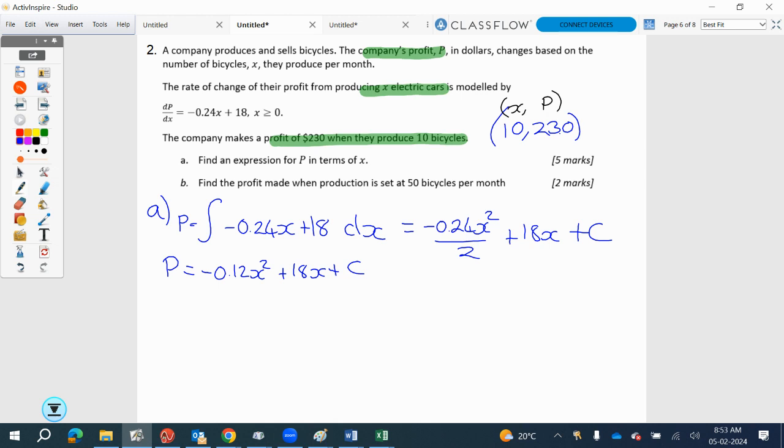dP/dx would have the units of profit per bicycle. Sorry, dollars per bicycle. What am I saying, bicycles per month? The unit here would be dollars per bicycle. So this would be dollars. So plug it in and see if you can calculate the value of C.